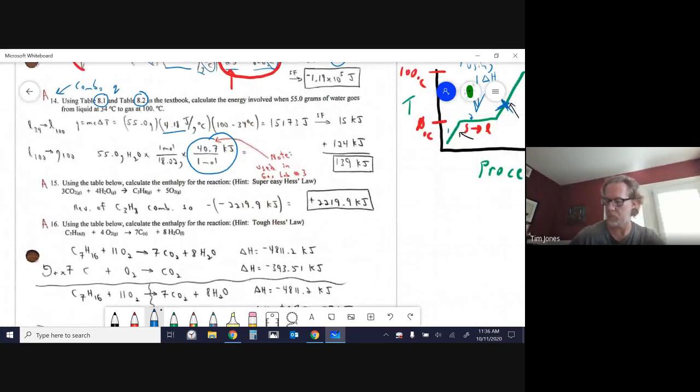The first step is if we have liquid at 34, we can raise its temperature to 100. And we do that with Q equals MC delta T. And you get 15 kilojoules. Then once we have a liquid at 100, we can now turn that to a gas at 100. This is a phase change.